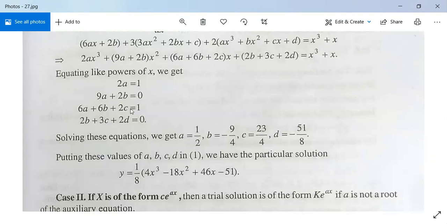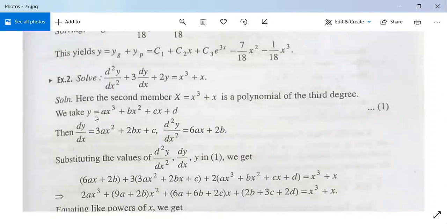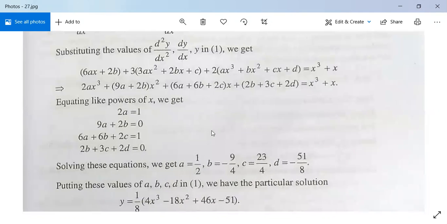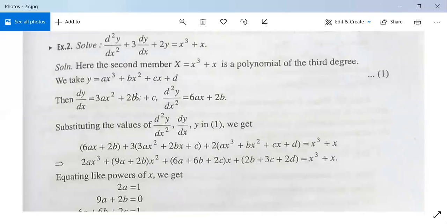We solve these four equations since we have four unknowns a, b, c, and d and four equations, so they can be evaluated. Solving, we get a is equal to 1 by 2, b is minus 9 by 4, c is 23 by 4, and d is minus 51 by 8. Substitute these values of a, b, c, and d in y equal to ax cube plus bx square plus cx plus d. So y is equal to 1 upon 8 times 4x cube minus 18x square plus 46x minus 51. This is our particular integral.